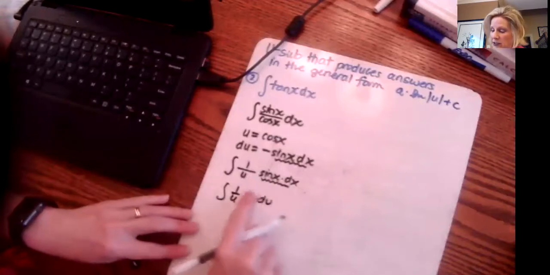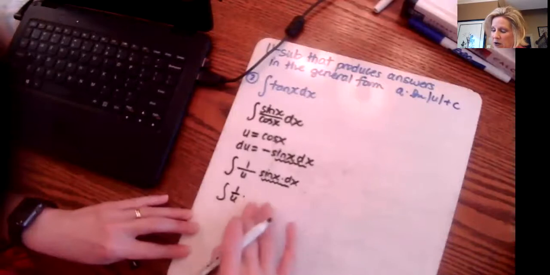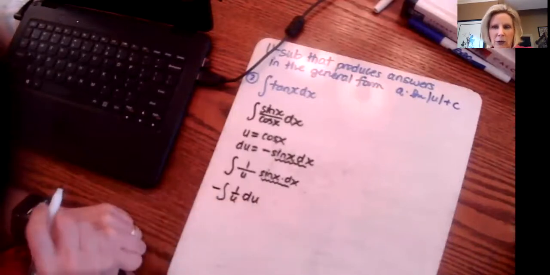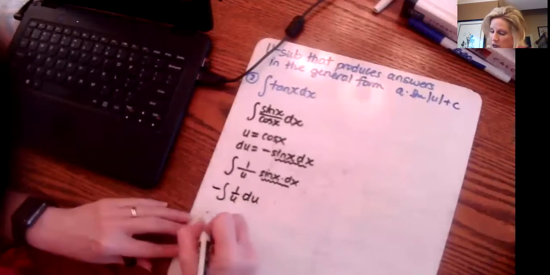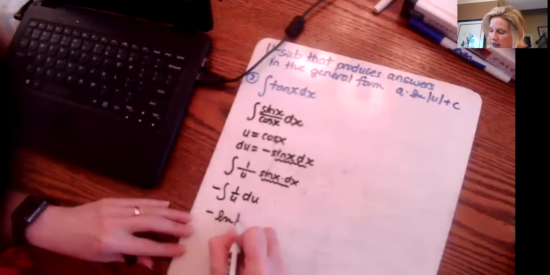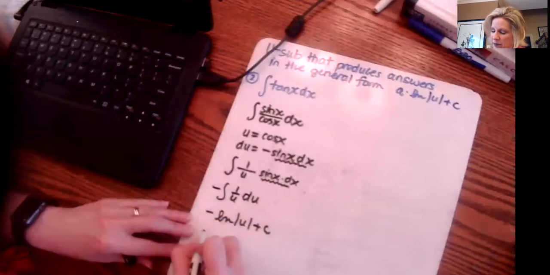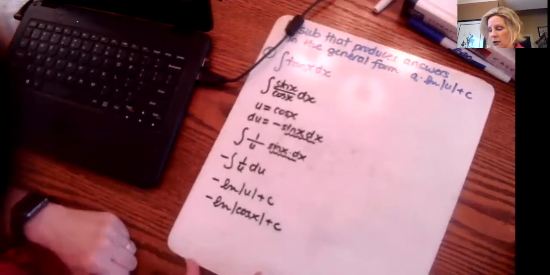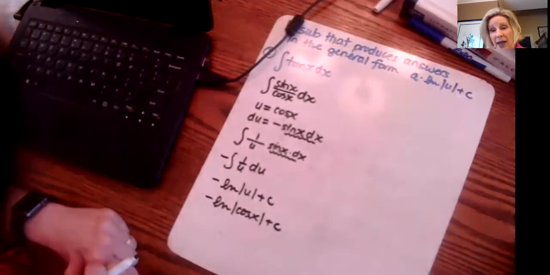I could also just have said, let me call it negative du. In a way, that's a little bit cleaner, but that's up to you. So now I've got negative ln of the absolute value of u plus c. The absolute value of u would be cosine x plus c. Okay, so there is that problem.